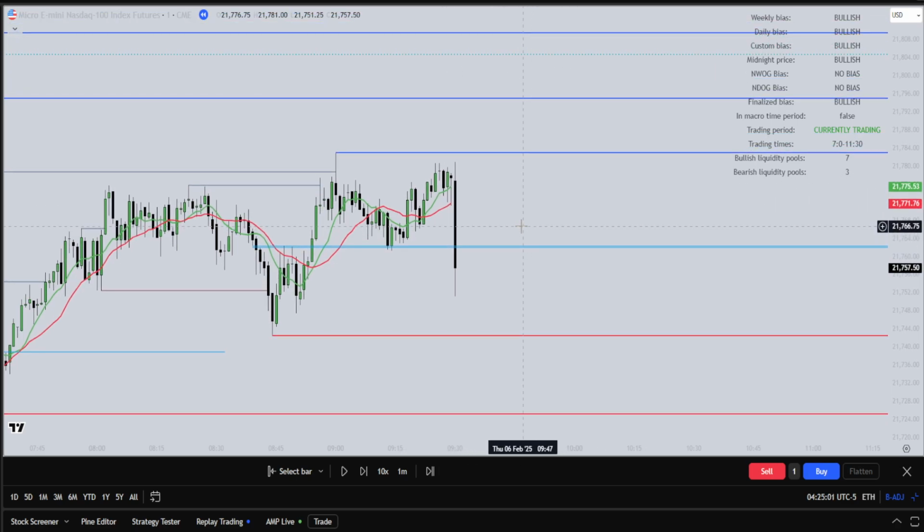So to start off the day, we know that the weekly bias and the daily bias were bullish and that we were below the midnight opening price. So that means that whenever we remain in this area, below this dotted line, the midnight opening price, we are looking for longs and we are not looking for anything else.